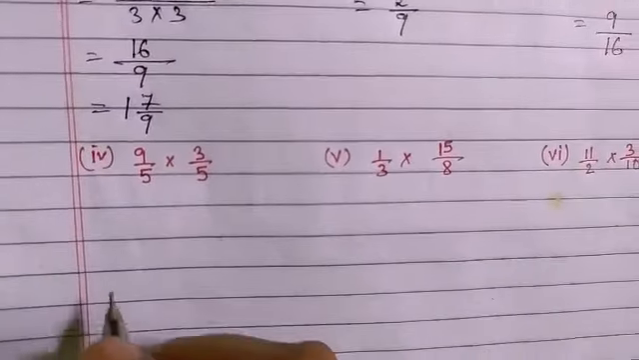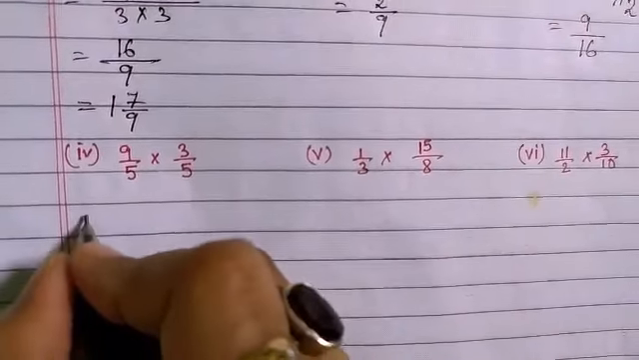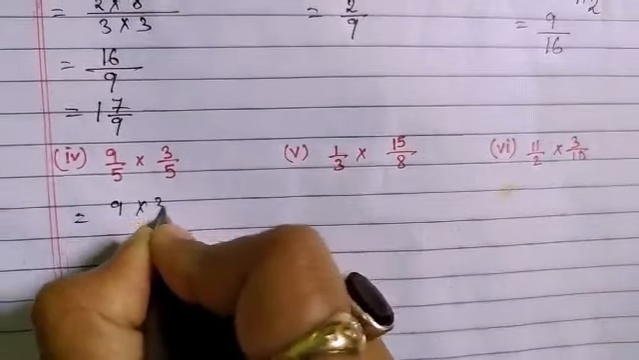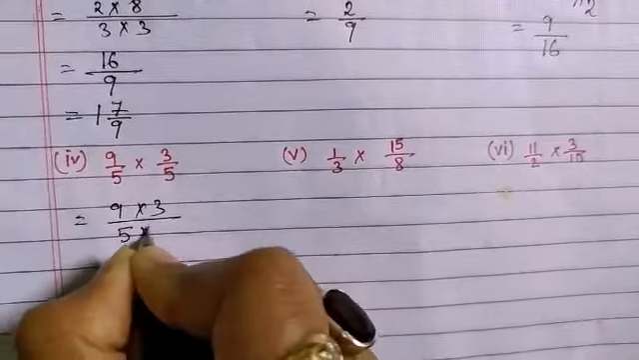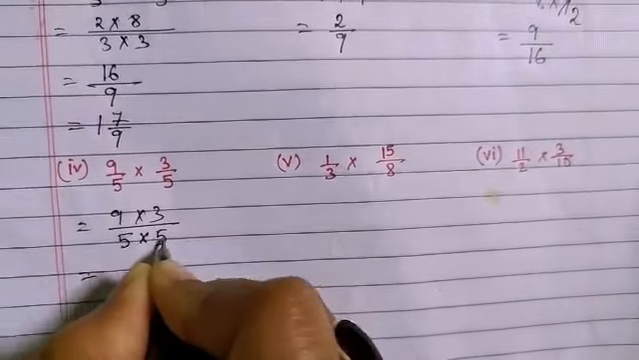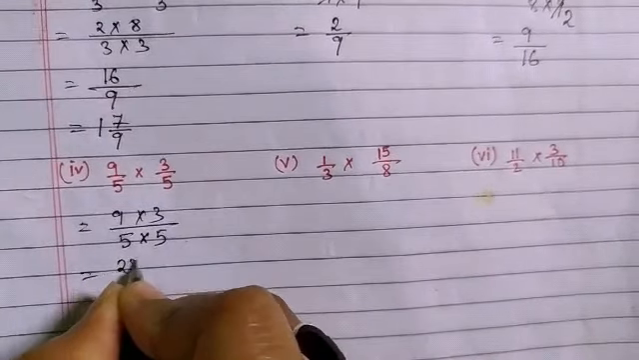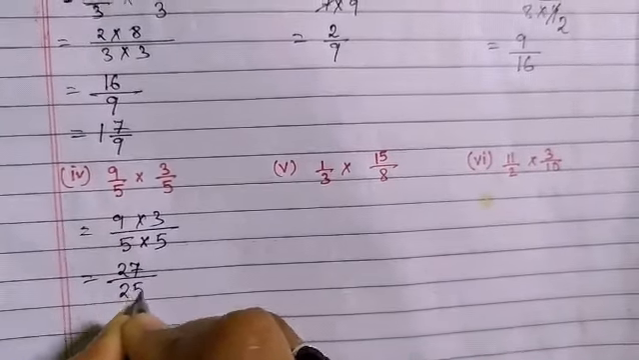Then it is a proper fraction, so no need to convert it into a mixed fraction. Now come to number 4. 9 into 3 divided by 5 into 5. Here also by 5 it cannot be cut, that's why direct multiplication. 9 3s are 27 divided by 25.